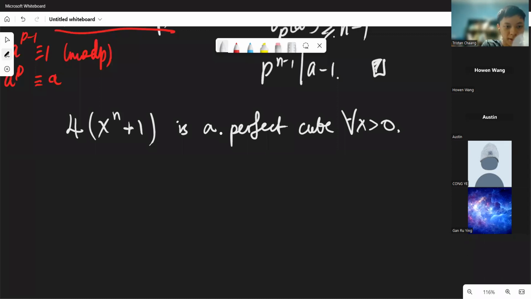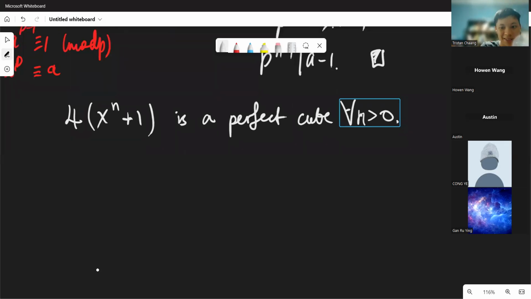Wait. Is it for all integers n? So the power is variable, and it's true for all powers. So what's x? So prove that x equals 1, or wait, did I say what x? Or I just said find all x. Okay. So find all x.